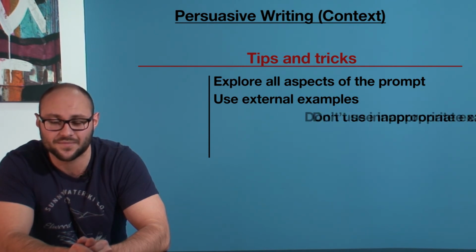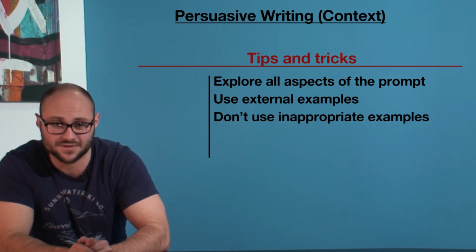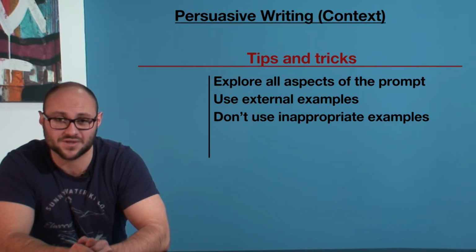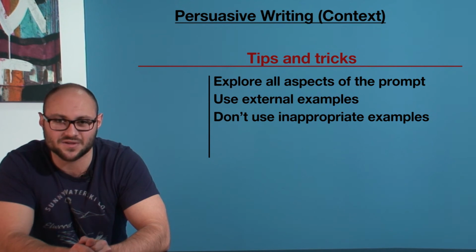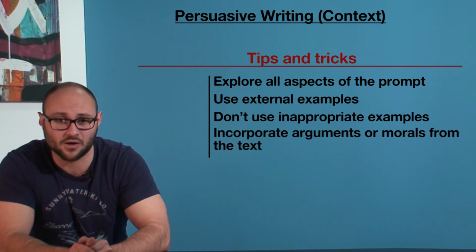Don't use inappropriate examples. Make sure you use examples that your assessor would want to read about. For example, stories about parties and breakups with boyfriends tend to come off as too limited for context writing. Keep in mind that your assessor is older and reads a lot of these essays, so give them something different and well-researched. Incorporate arguments or morals from the text.